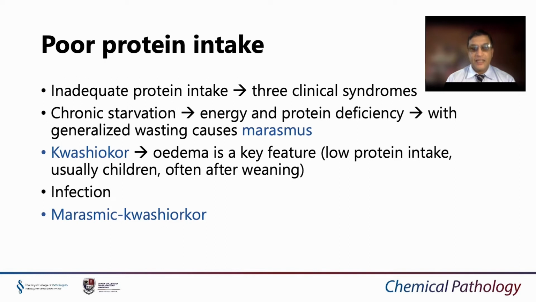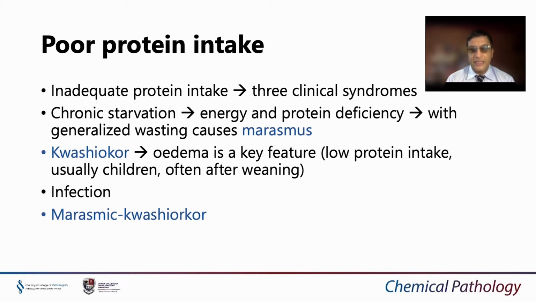Poor protein intake can manifest in clinical syndromes. The 3 most common syndromes are marasmus, Kwashiorkor, and marasmic Kwashiorkor. The last syndrome is a combination of the former 2. Marasmus results from chronic starvation, and this then results in generalized wasting. It is caused by having both energy and protein deficiency. It is common in developing countries where access to a balanced energy and protein diet may be restricted.